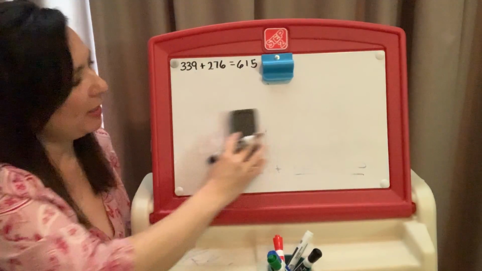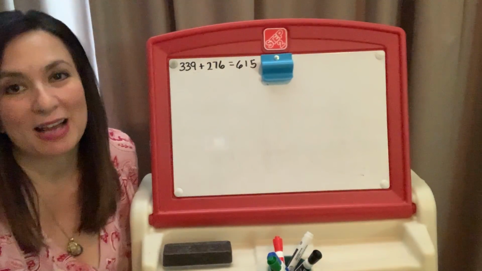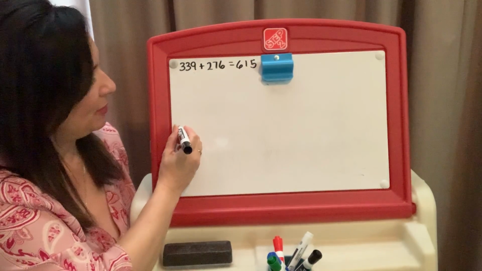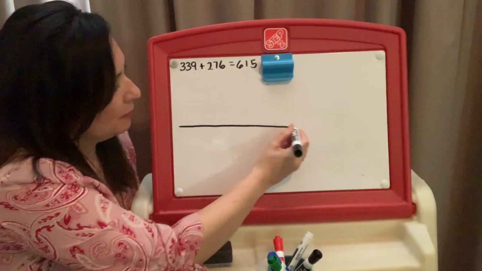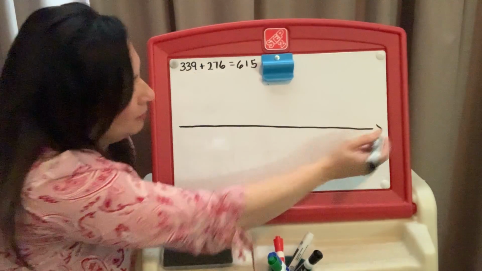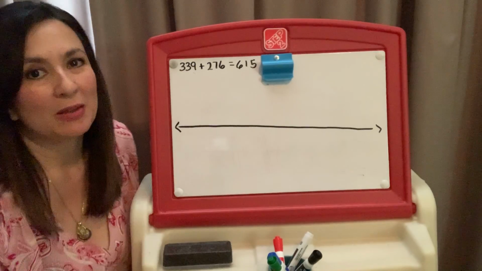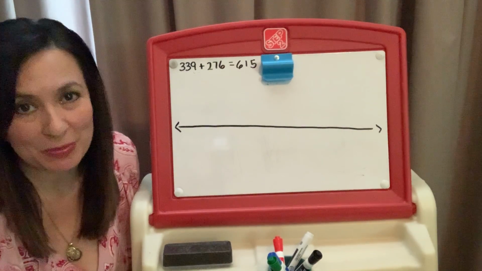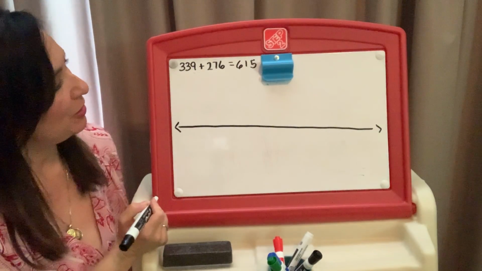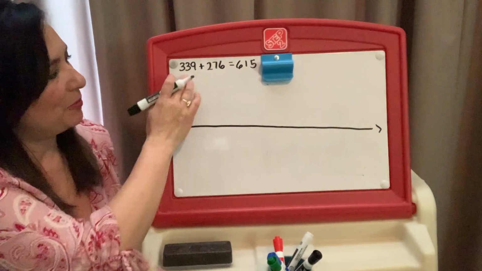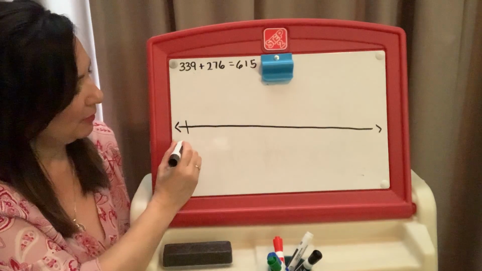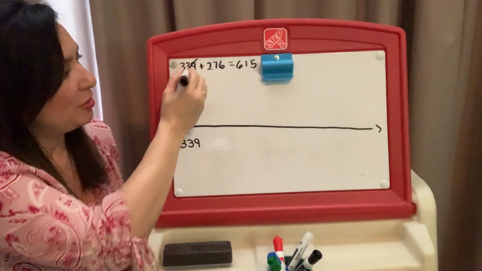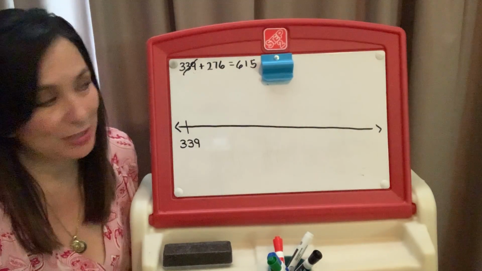And we'll check our answer using a number line as our tool. So here we go. We'll do a blank number line today. What is our first step? Say it with me. Position the greatest addend. So I'll position the greatest addend, which is 339. I'll position it right here. Once I've positioned it on my number line, I am finished.